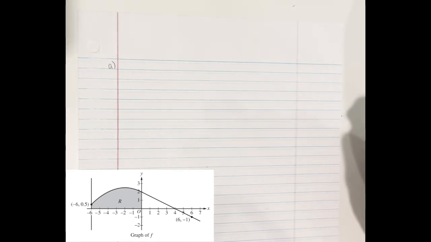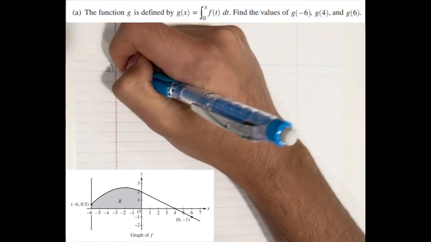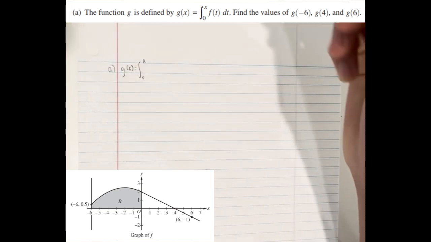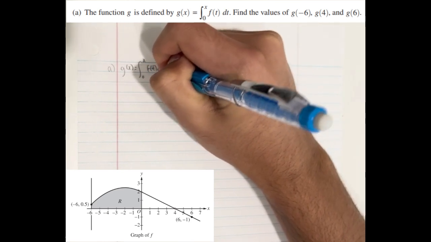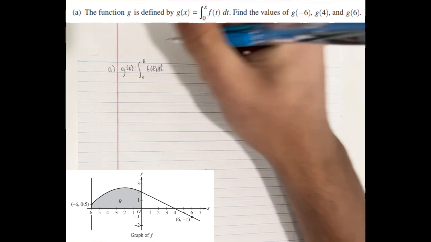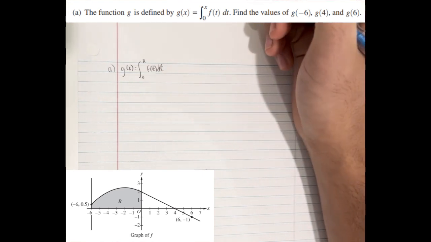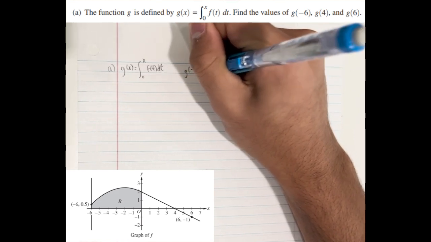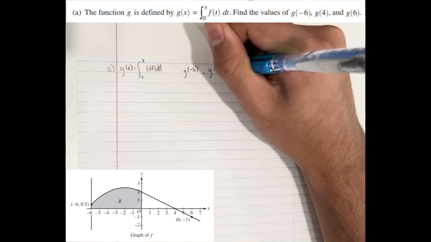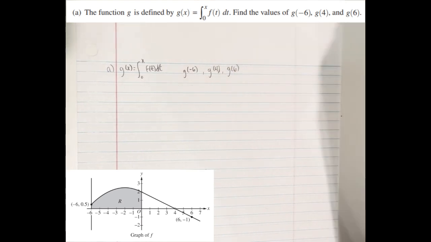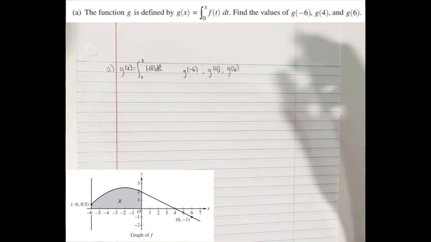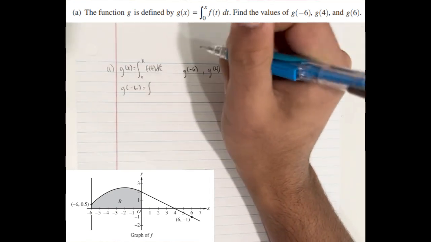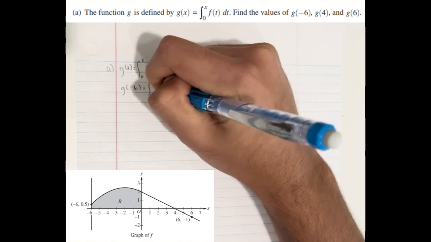So for part A, the question asks: the function g is defined by g(x) equals the integral from 0 to x of f(t) dt, and it asks to find the values of g(-6), g(4), and g(6). Okay, so g(-6) is equal to the definite integral from 0 to -6 of f(t) dt.